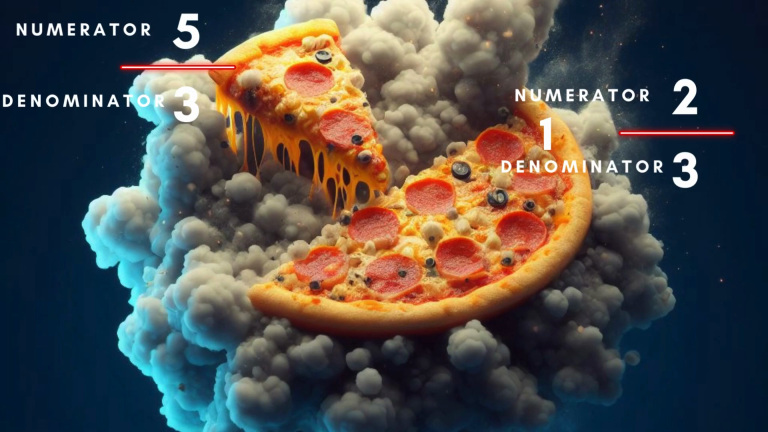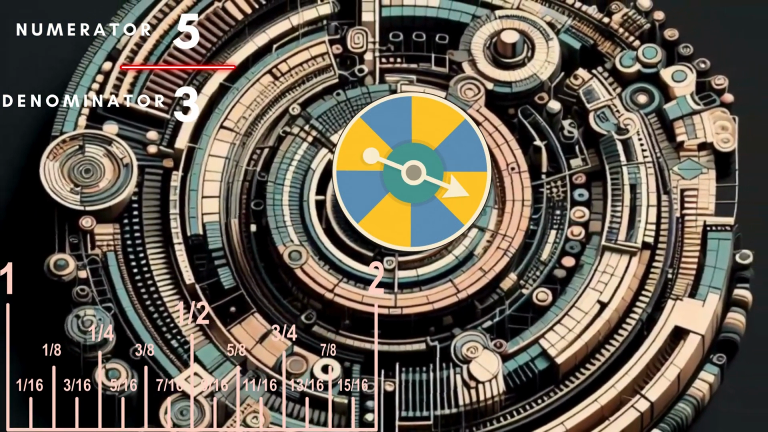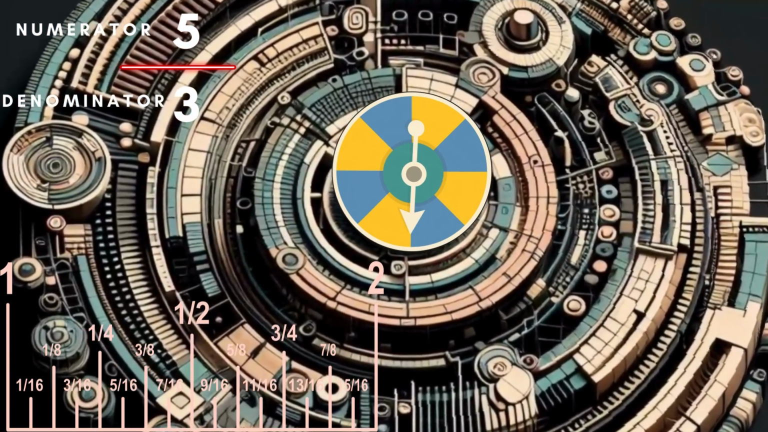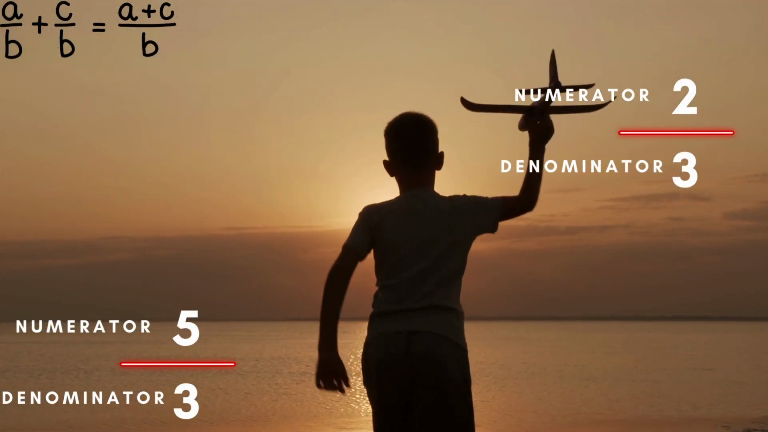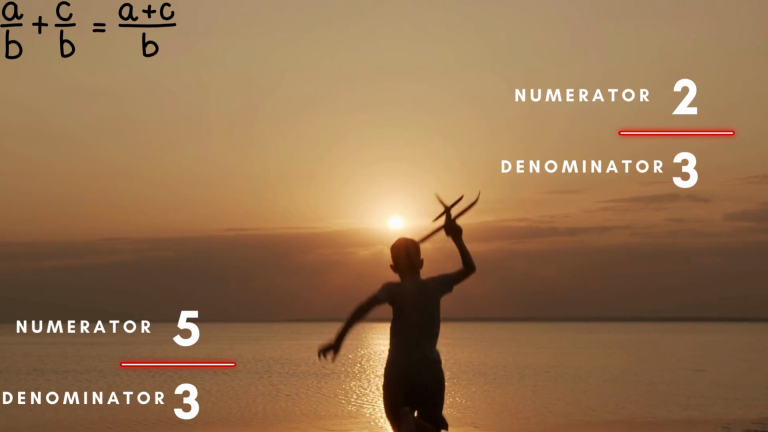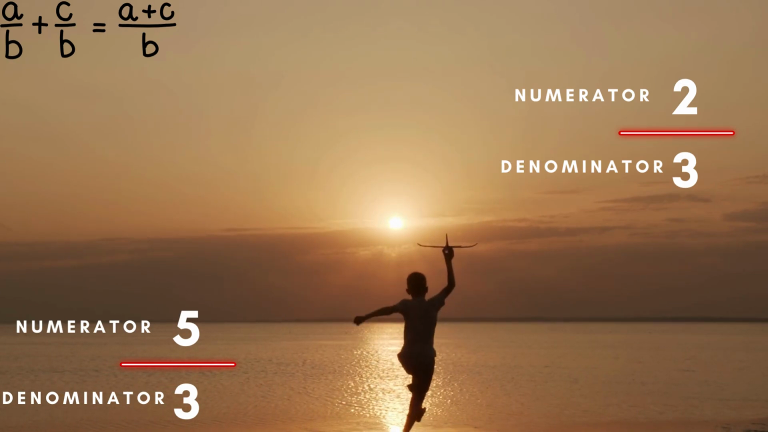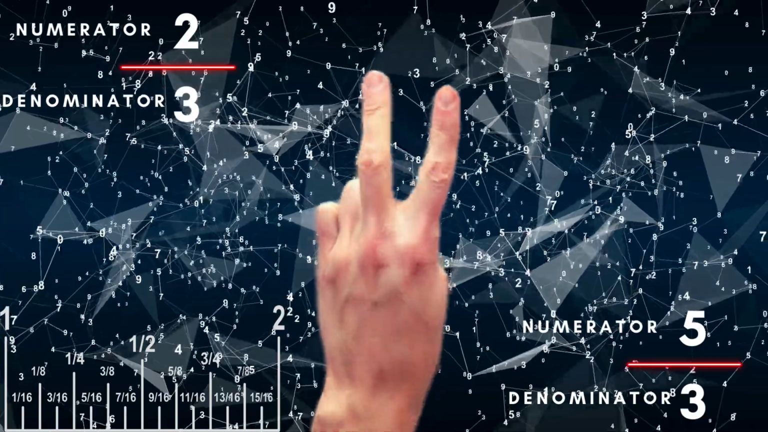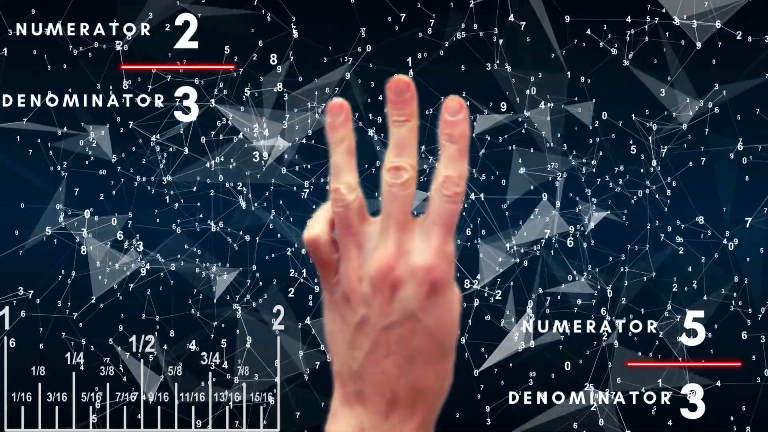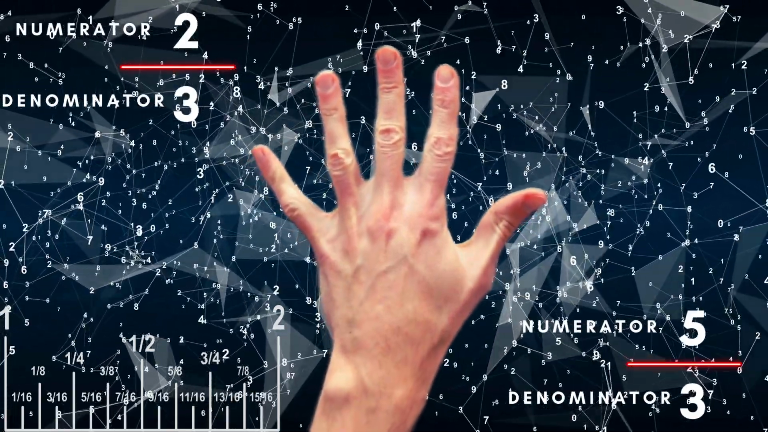Improper fractions are those where the numerator, the top number, is larger than or equal to the denominator, the bottom number. To solve them, you typically convert them into mixed numbers. Here are 10 examples of improper fractions and the steps to convert each into a mixed number.